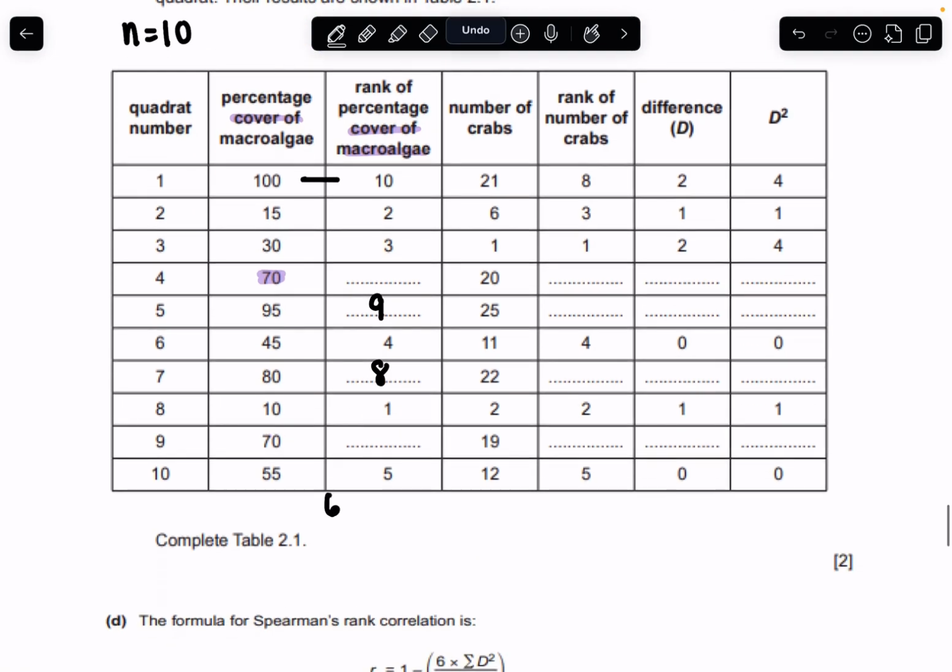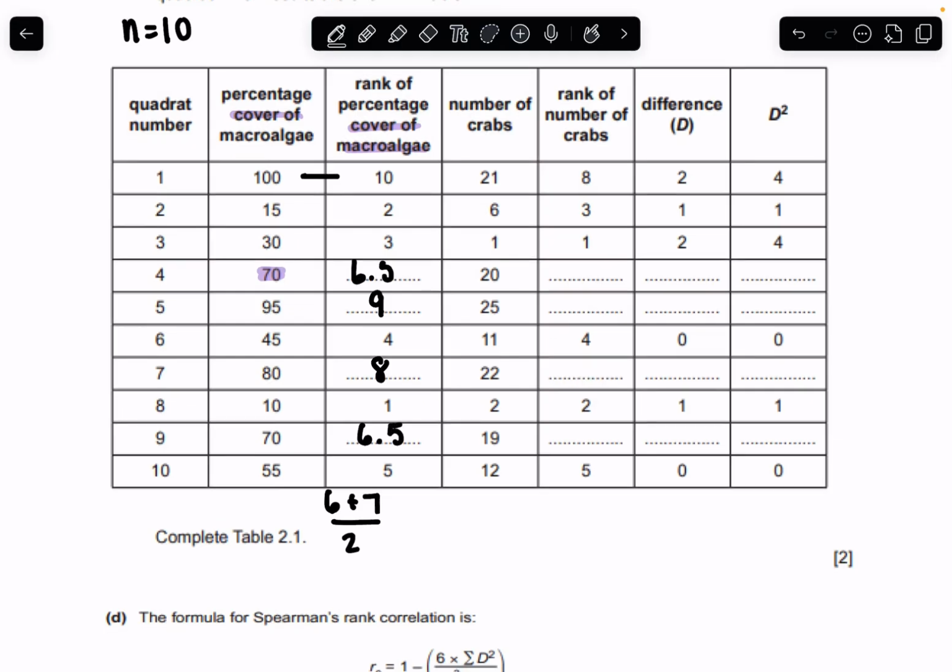So you're going to take 6 plus 7 and then go ahead and just divide that by 2. You're actually just going to find the midway point, which is 6.5. So 6.5 is going to be shared by our number 70 because it's the same number. So we're just splitting the difference in our rank.